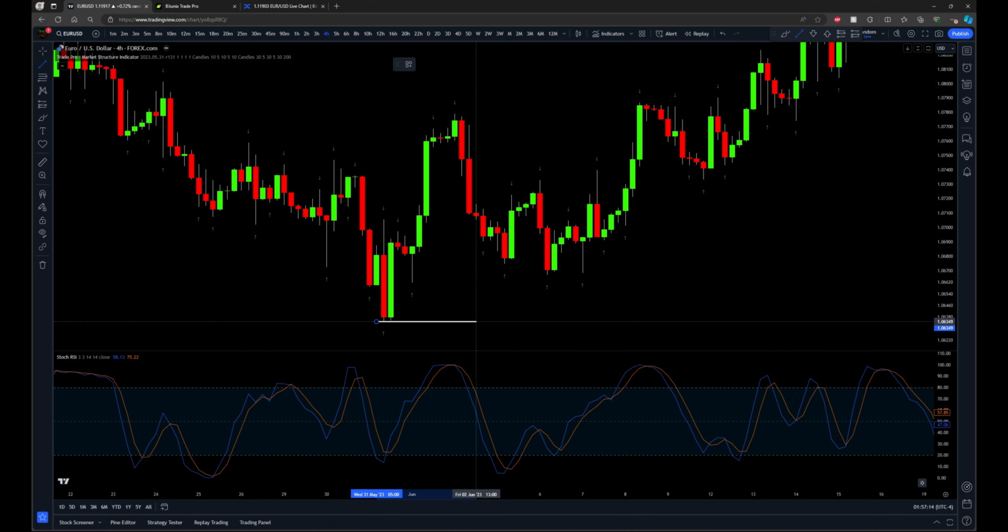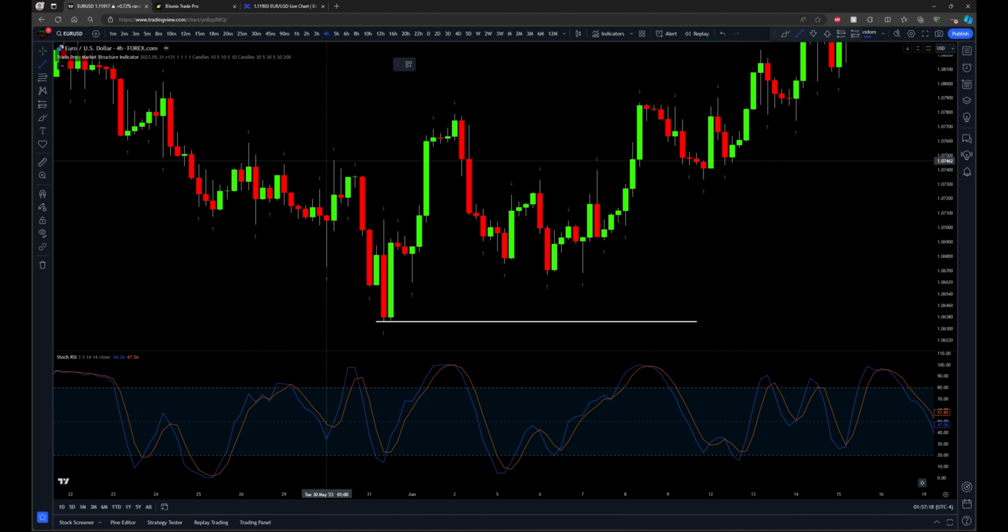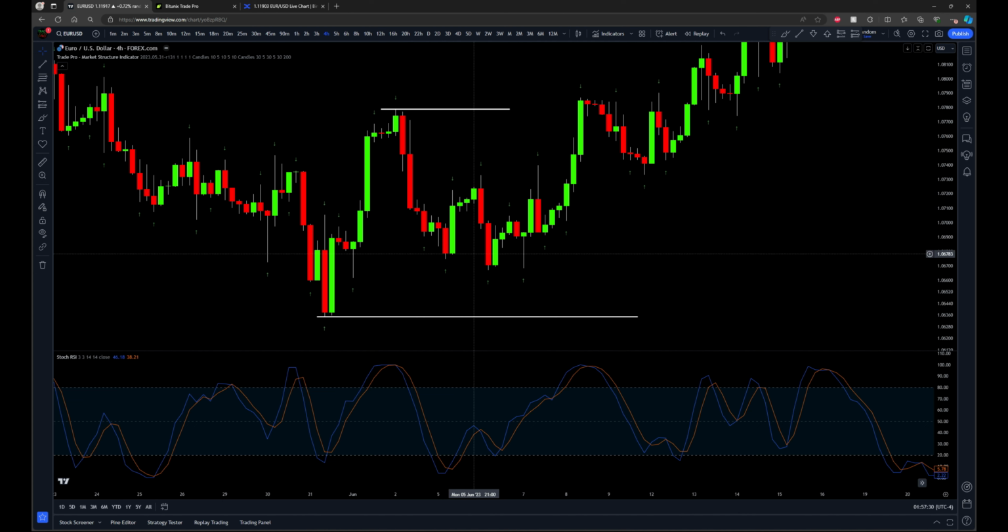Now, let's take a look. What's our new structure? So that was where our pullback began. Then we broke this high right there on that close. So we're waiting for another pullback. So we get into a pullback here. There's our high. And we're in bull structure now. So we're just expecting this pullback here is going to hold a higher low compared to here on close.